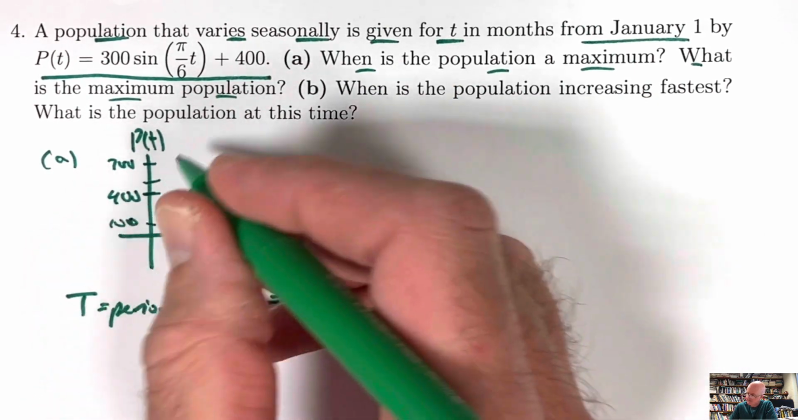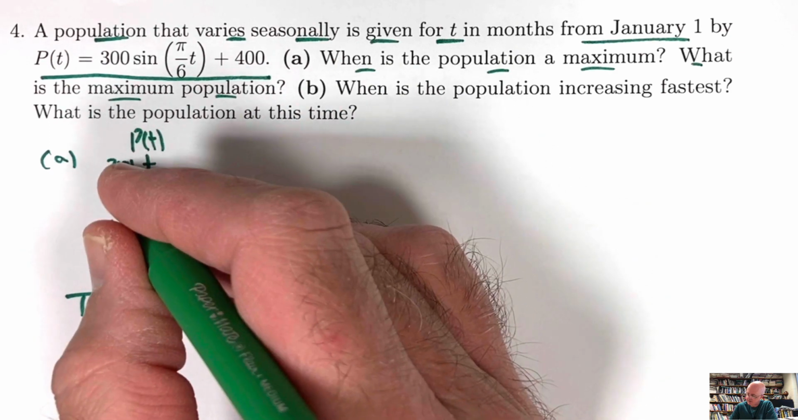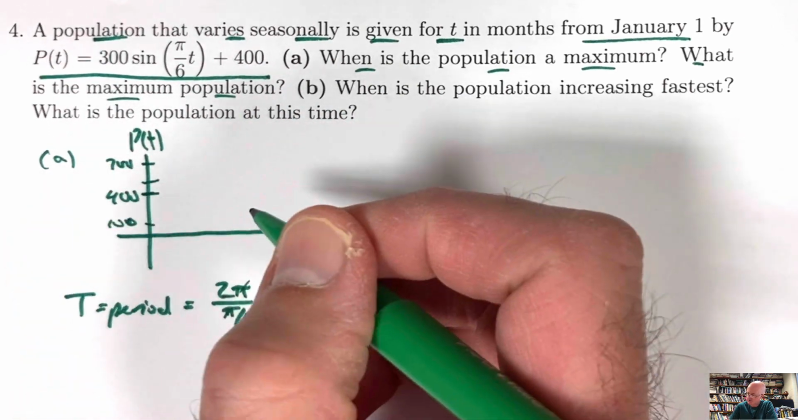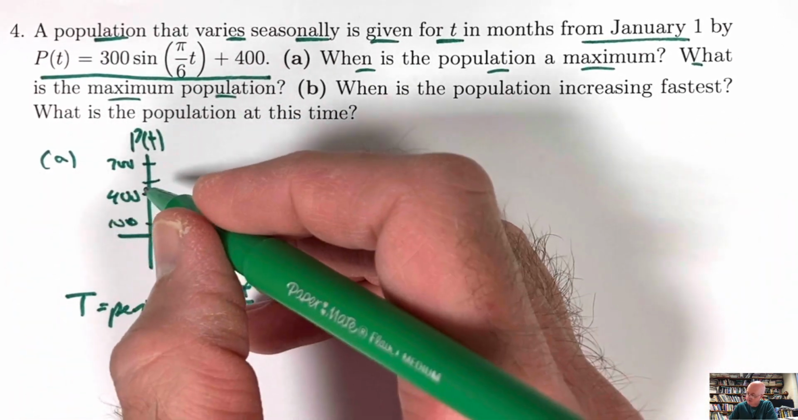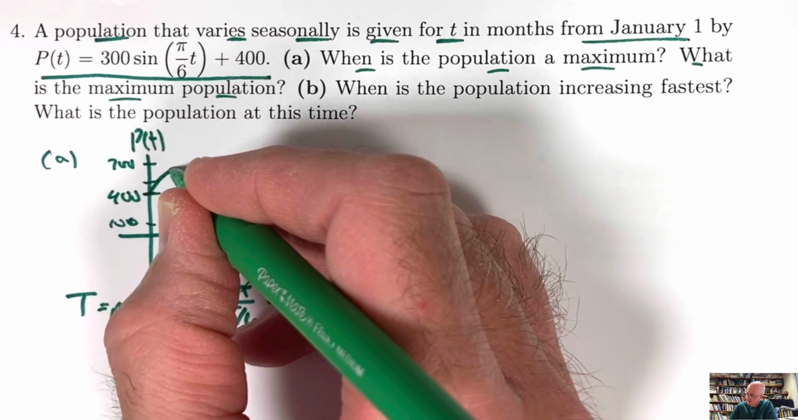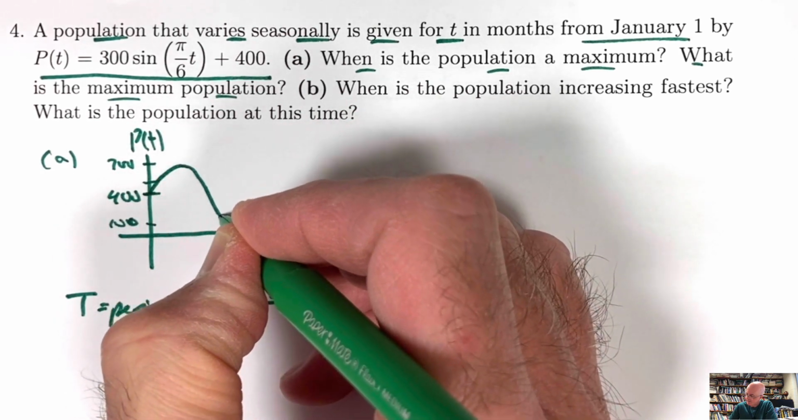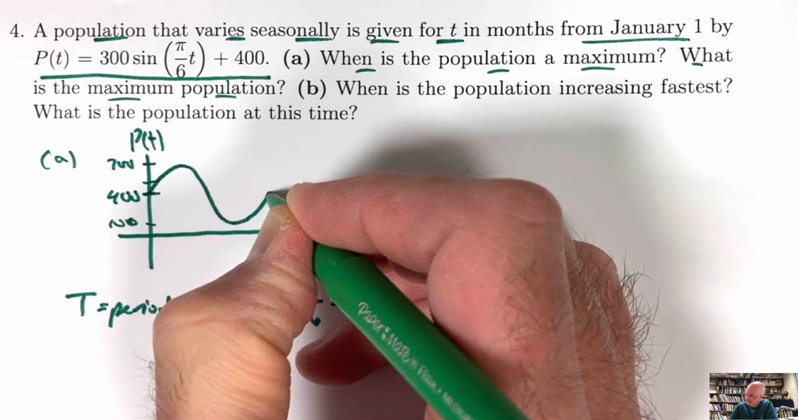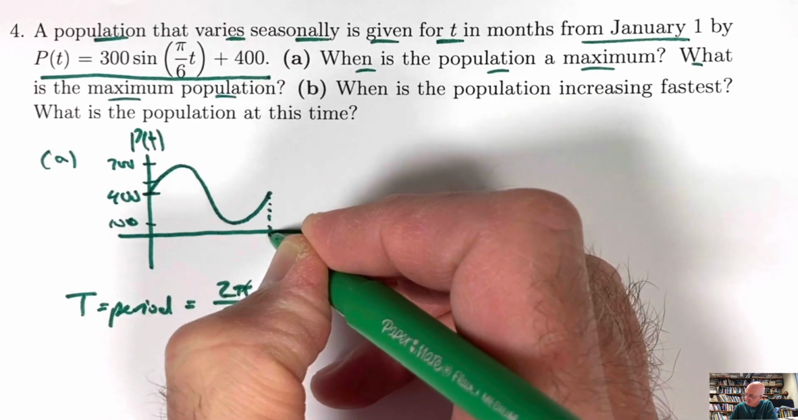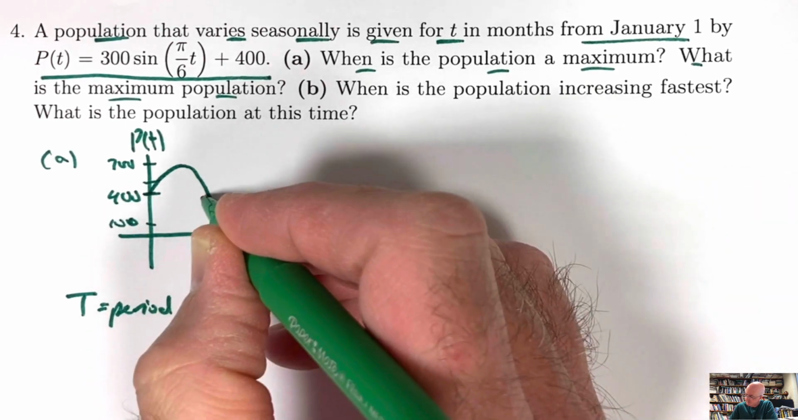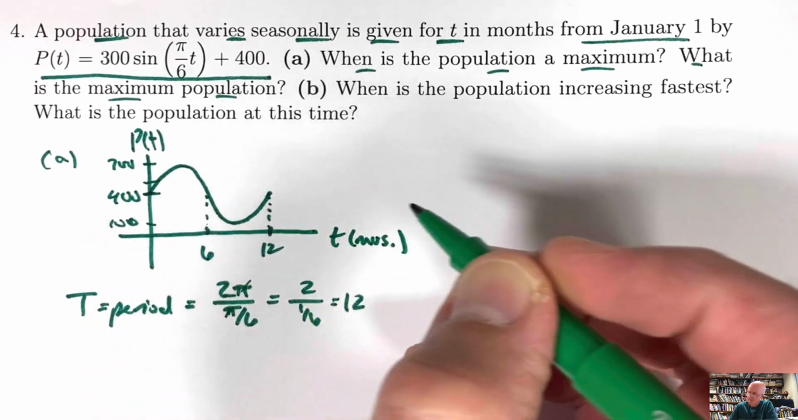How did I get those? The amplitude's 300. You do 400 plus 300 to get 700, and 400 minus 300 to get 100. The graph's going to go up, then down, then back up again in 12 months. So this is 12. This would be 6.